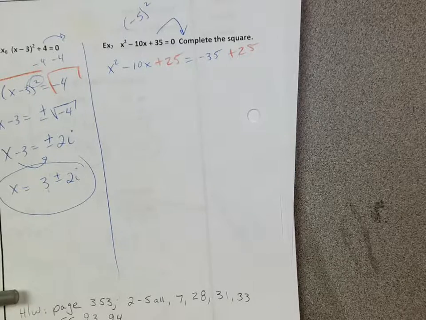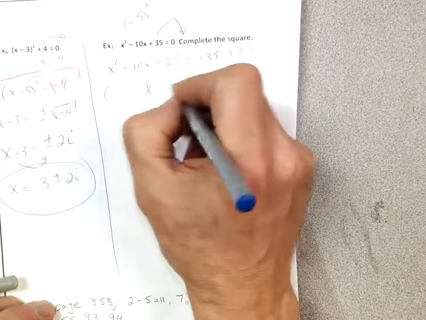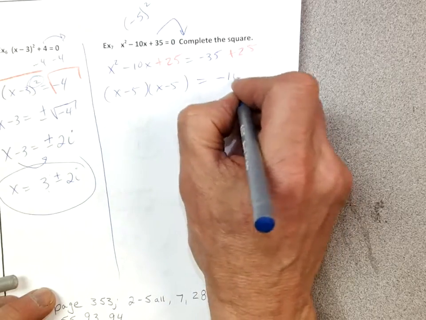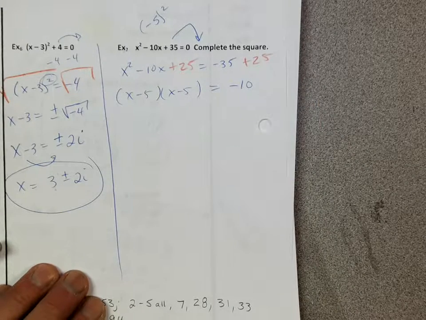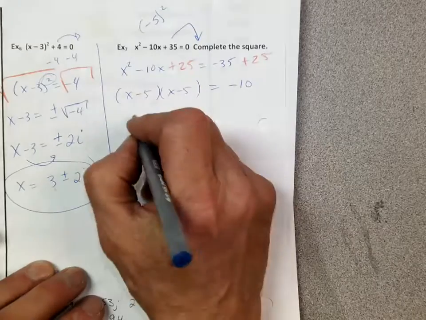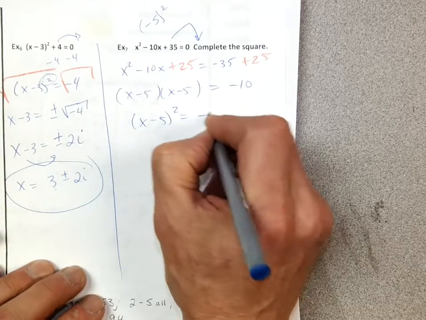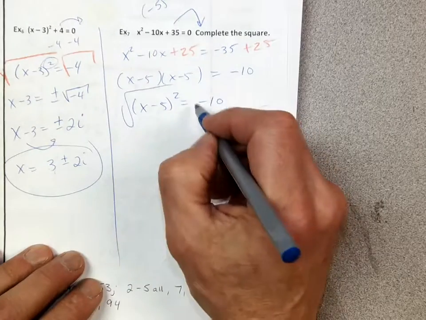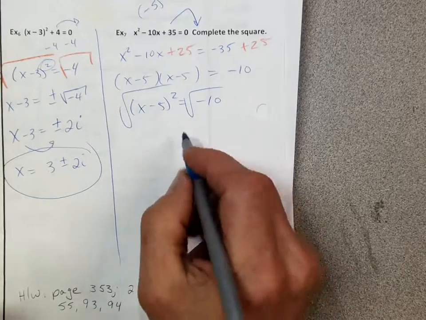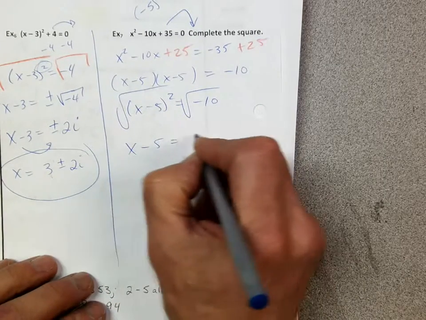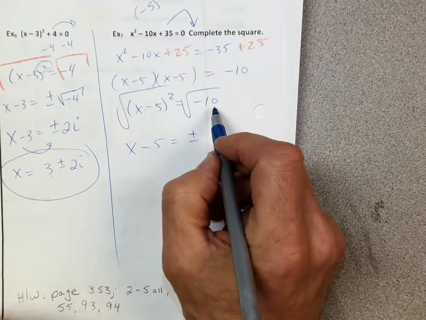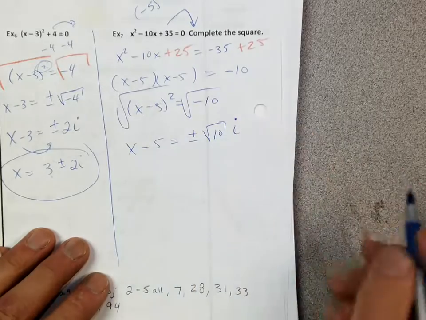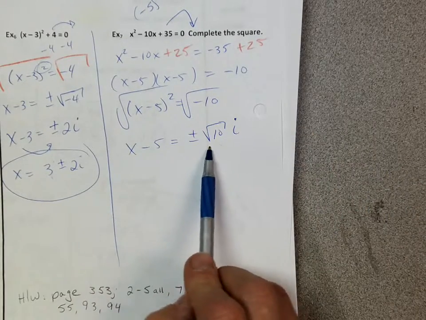This is factor, right? So I factor. This factors into x minus 5 equals negative 10. You okay with what I've got? It's the same thing as x minus 5 squared equals negative 10. Square root. Two answers. So I get x minus 5 equals plus or minus. There is no nice square root of 10, by the way. It's just an ugly number, so I say square root of 10 i.